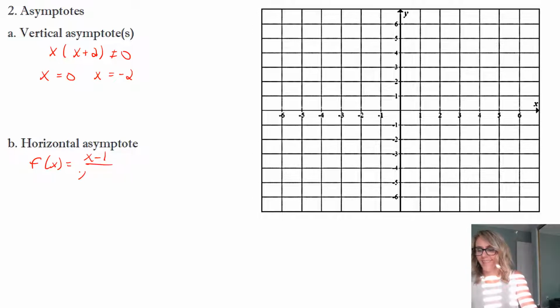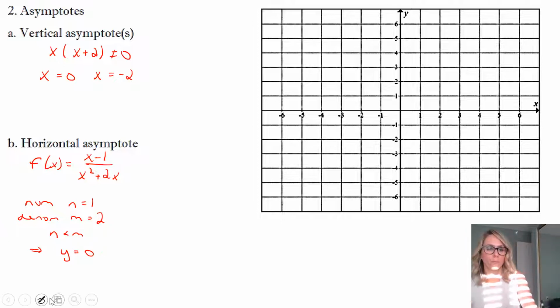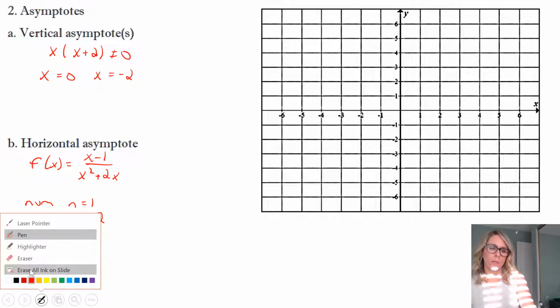We can see this, even though the degrees are different, they still follow that same example that we just saw. So our numerator is n equaling 1, the degree of it. The denominator is m equaling 2. So in this case, n is less than m. So that tells us that our horizontal asymptote will be y equals 0. So we kind of already knew that because there's no y-intercept because it makes the denominator 0, but okay.